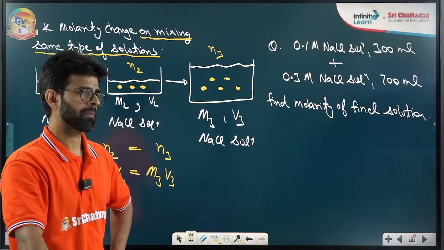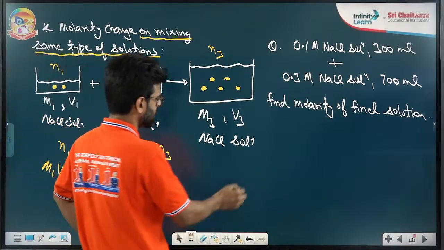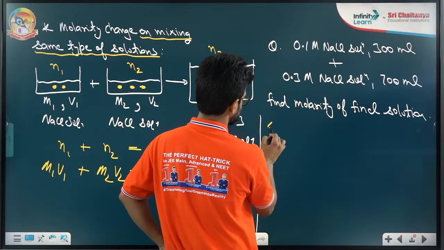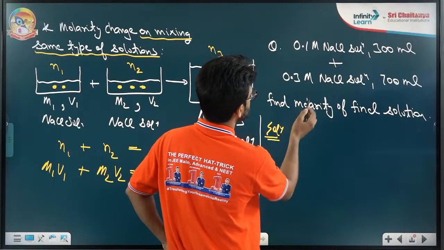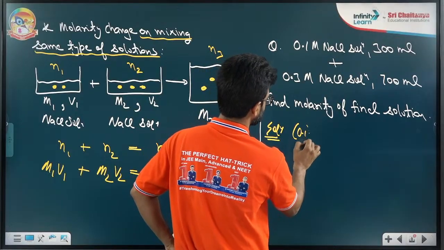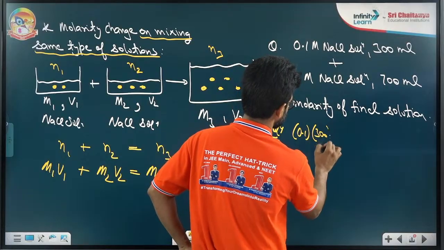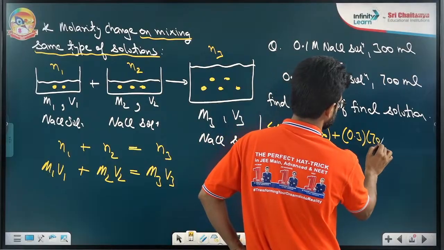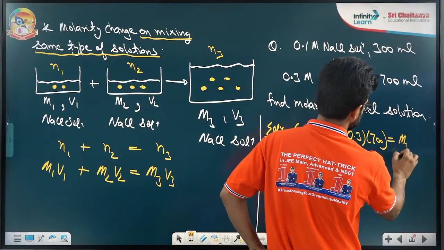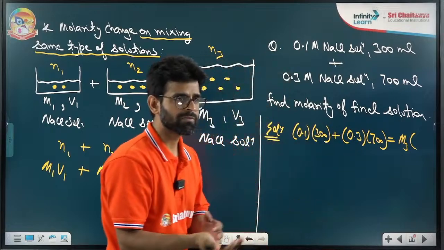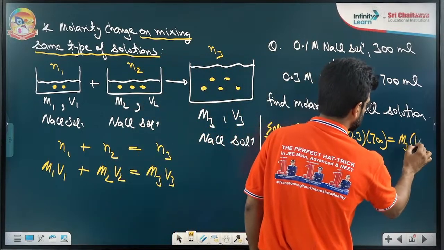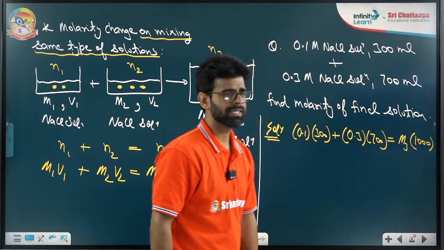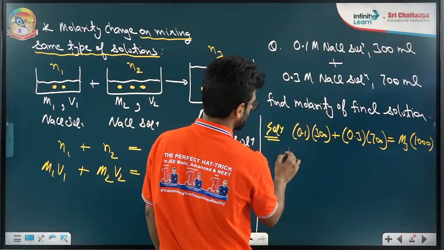What's coming? You can see very clearly. We are applying M1V1 plus M2V2 equals M3V3. But what is V3 here? V1 plus V2 only. V1 plus V2 is how much? 1000. If I am taking ml here, here also I will take ml, right? Okay, fine.